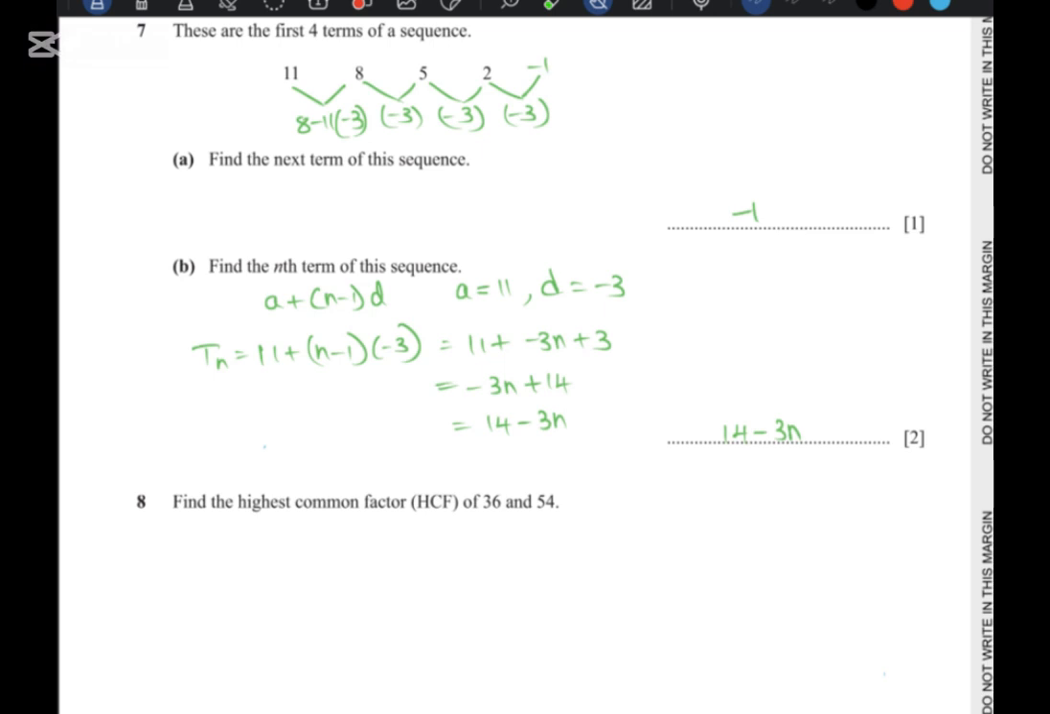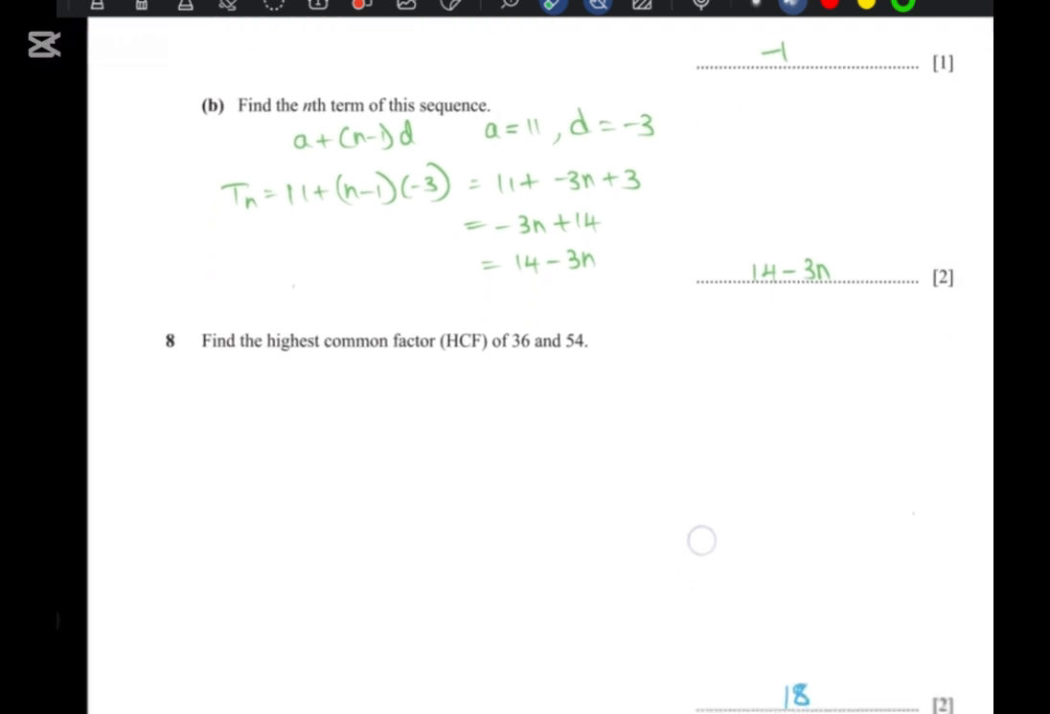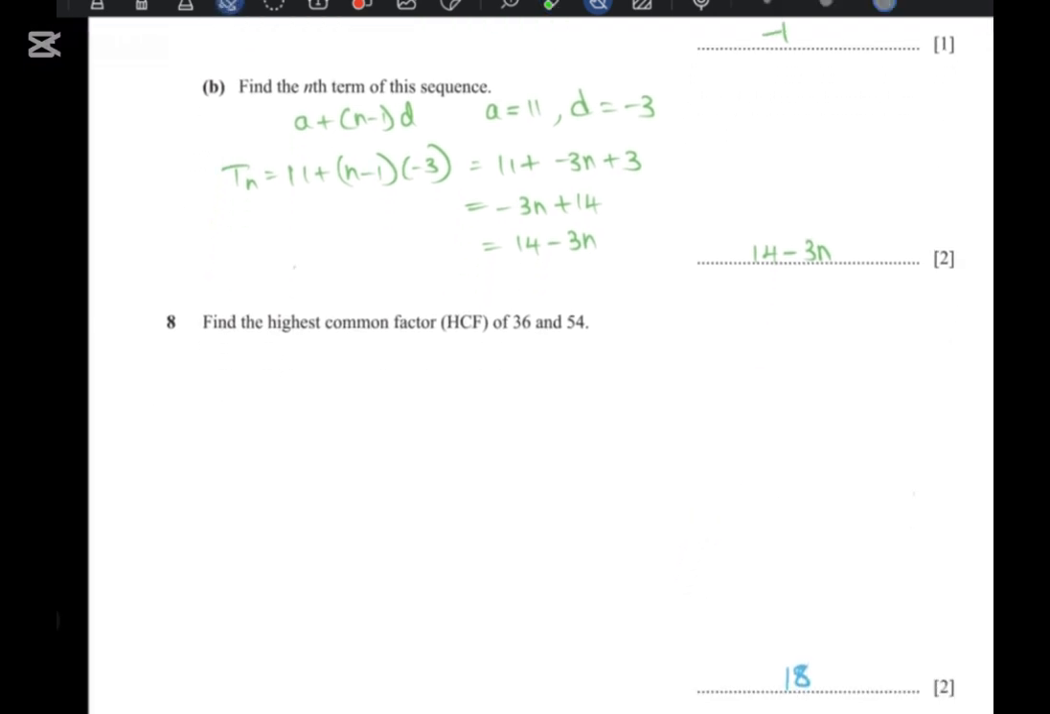Question number 8. Find the highest common factor for 36 and 54. So we are finding the highest common factor.